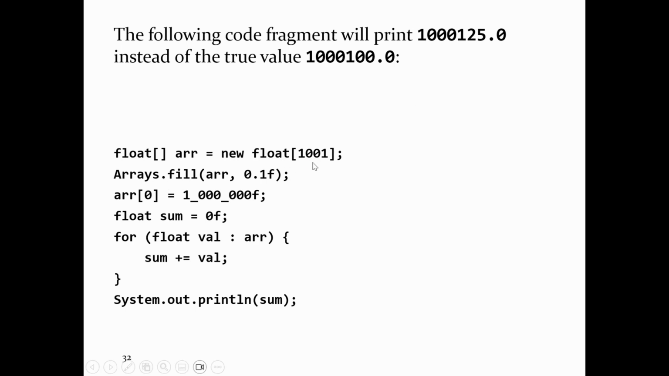So I'm going to take my array and put in 1,001 0.1s. And then at the beginning of the array, I'm going to replace the 0.1 with a million. So I'm going to compute the sum of 1 million plus 1,000 0.1s. 1,000 0.1s is 100, so the sum should be 1,000,100. Write your loop to compute the sum, and it prints out 1,125. So it looks like Java can't even compute 1,000,000 plus 0.1 1,000 times correctly. That number there is pretty far off of that number there.